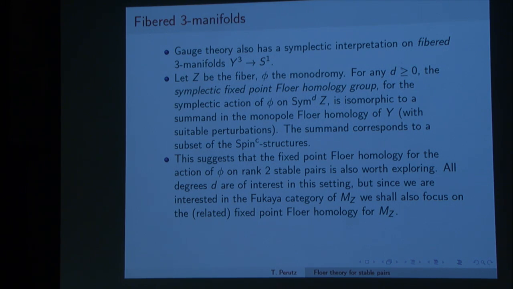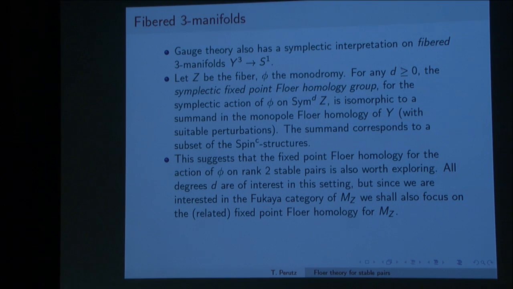So one thing one can do in this situation is as follows. If you fix a non-negative number D, phi can be made to act symplectically on the d-fold symmetric product. And there's then a symplectic fixed point Floer homology for that action. That has a gauge theory interpretation as a summand in monopole Floer homology, Seiberg-Witten monopole Floer homology, for your fibered three-manifold. The summand just corresponds to a subset of the spin C structures determined by D.